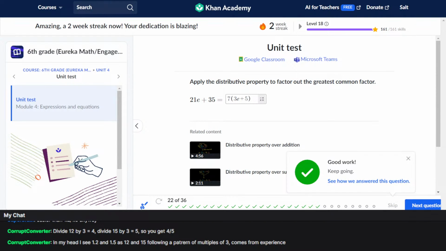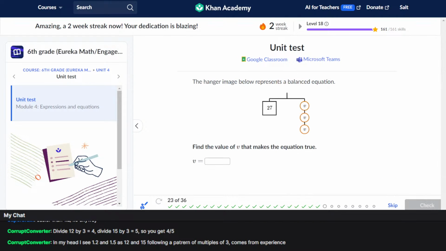You see 1.2? Yeah. Corrupt Converter says multiples of 3. In my head I see 1.2 and 1.5 as 12 and 15 following a pattern of multiples of 3. Comes from experience. That one's really cool because if you can see it as 12 and 15, then you instantly see that proportion, then you instantly can get the answer. And you don't even have to do any division stuff. So that was cool.